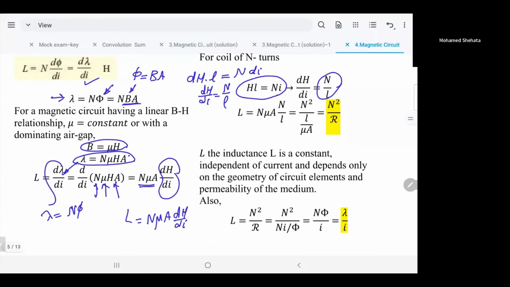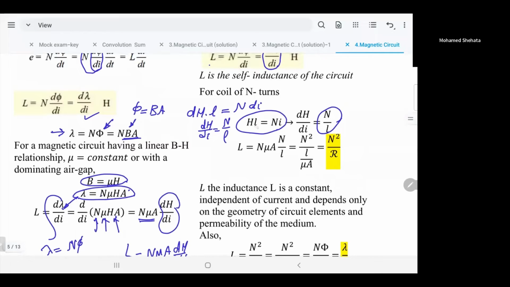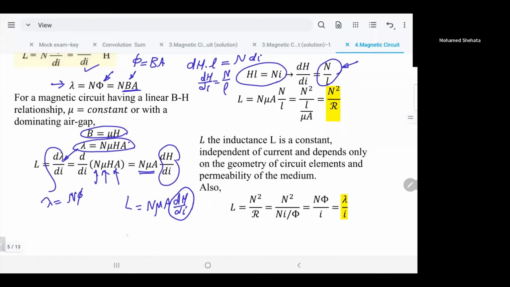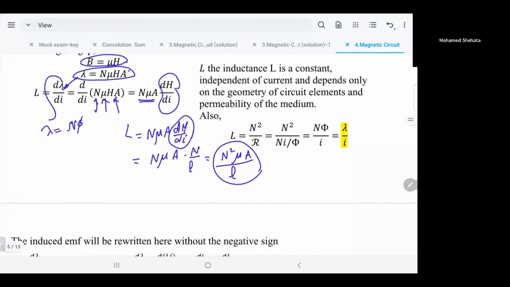That's why I tried to find dH by dI, so I went back to Ampere's law to find dH by dI, and I found it equal to N divided by L. So I replace this by N divided by L. I will have N mu A times N over L, which is equal to N squared mu A over L. So we got the equation that will help us design any inductance. If you want to make an inductance of 5 henry, you have the equation here. You have the number of turns, and mu, the permeability of the core.